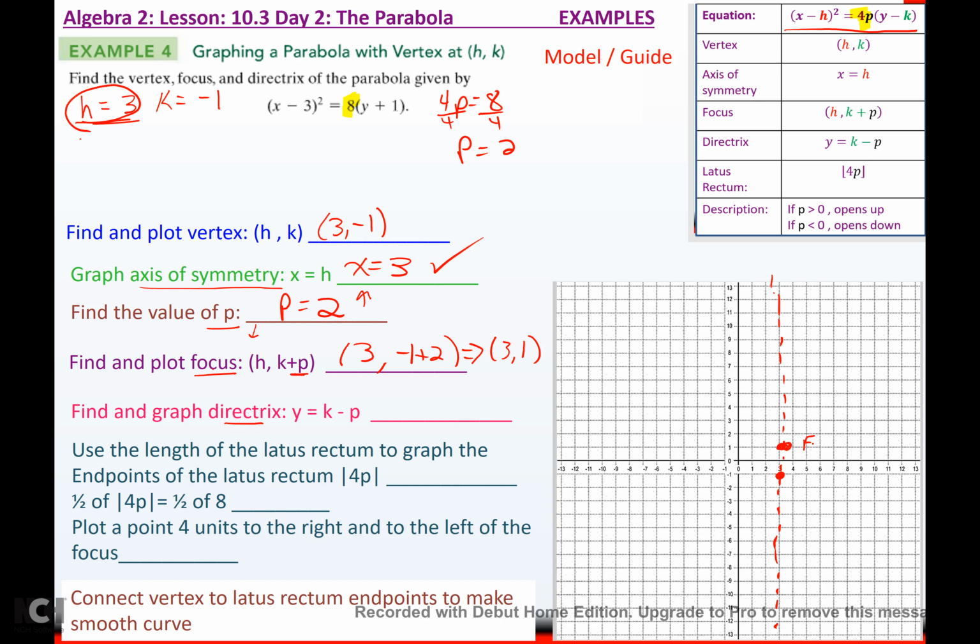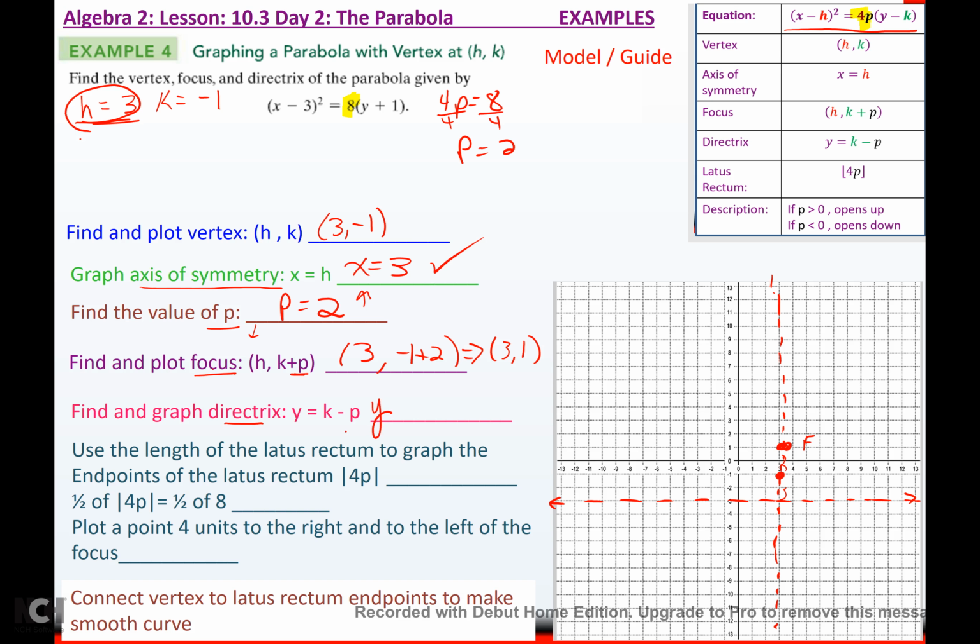At this point, you can actually just count. If you're graphing, the focus is 2 units above, so the directrix is going to be 2 units below. It's just that it's not going to be a point. It's going to be a horizontal line. Okay, but we can do the math.